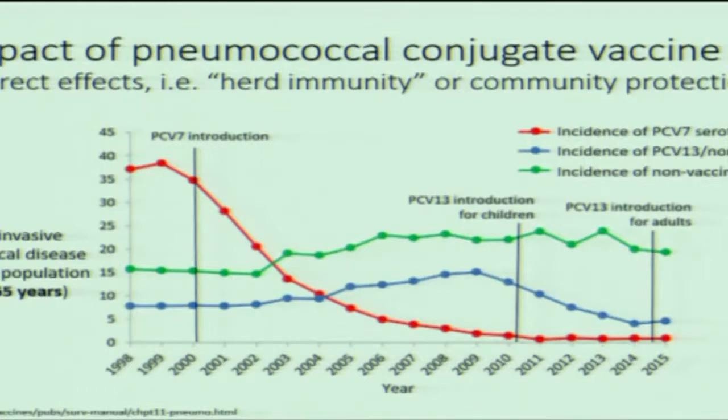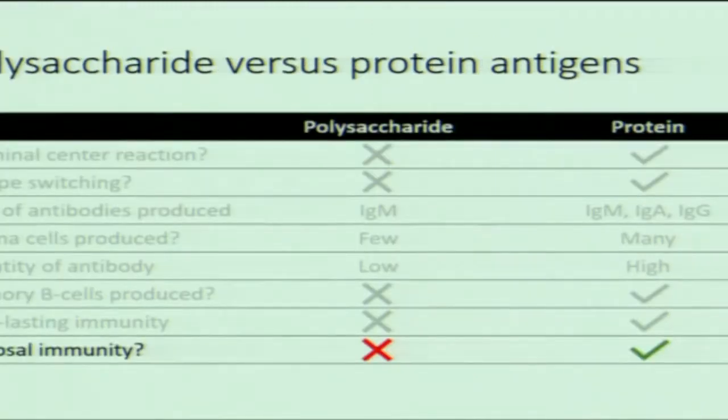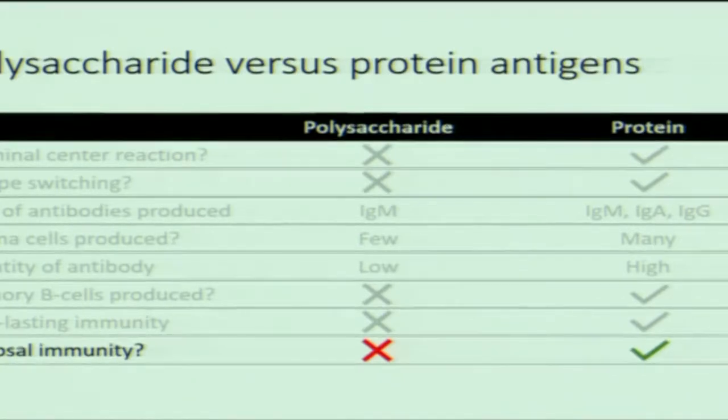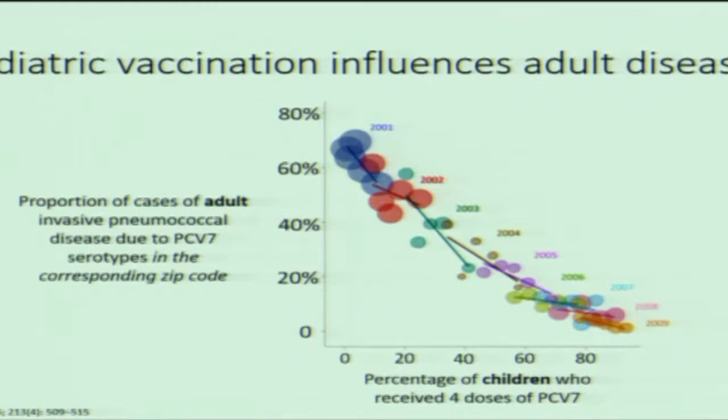So you can see that in 2000, we introduced PCV7 in children, but there was a corresponding decline in PCV7 type pneumonia even in adults over the age of 65, which is illustrative of this kind of transmission dynamics between children and adults. So this is one of the big advantages of protein conjugate vaccines, which is this mucosal immunity. So this is one interesting study that looked at this interaction from the spatial resolution of this interaction.